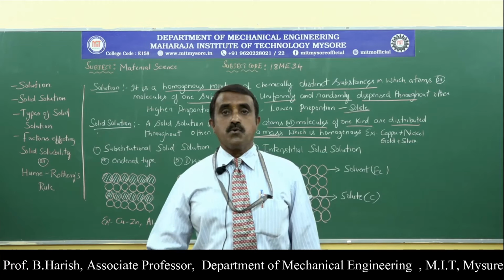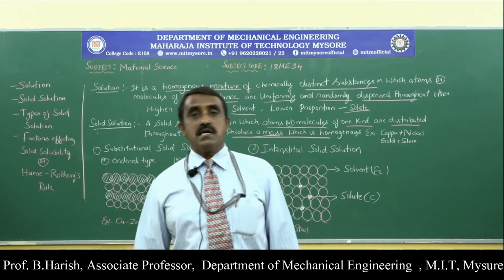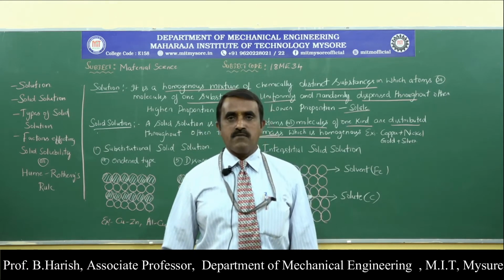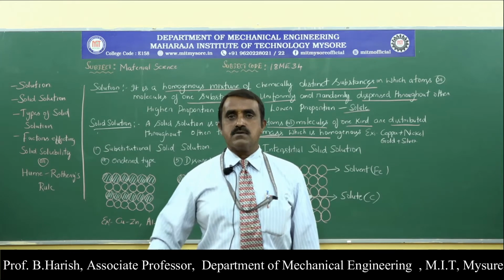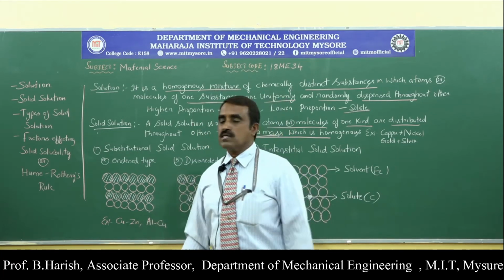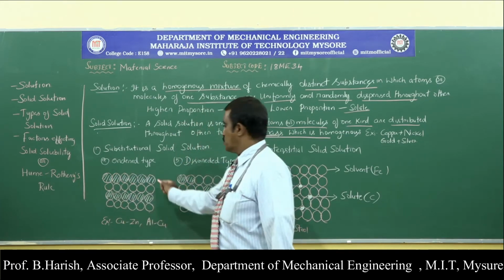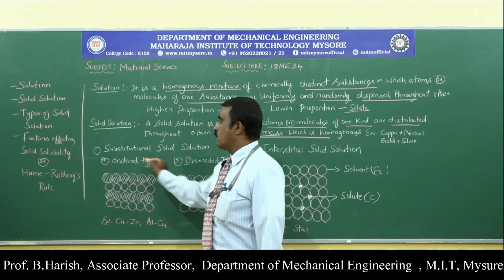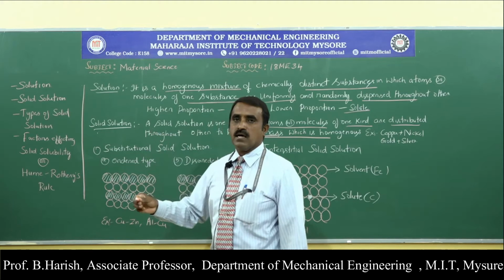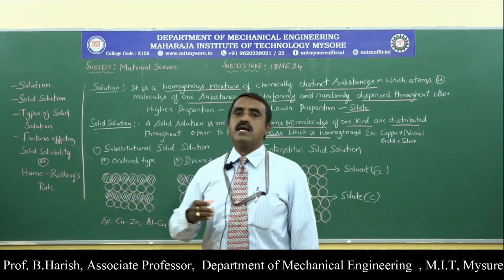Here we can have two types: an ordered type of substitutional solid solution and a disordered type of substitutional solid solution. Very simple, the name itself says ordered and disordered. So what is ordered, what is disordered? Now ordered, this is the structure, these are the atoms. Ordered is one where the atoms get substituted for the other and are uniformly arranged in a systematic manner.